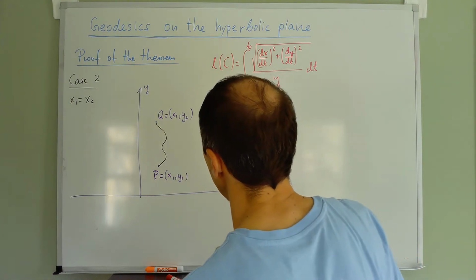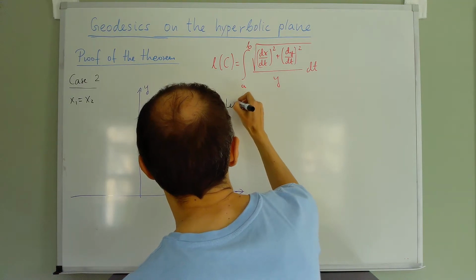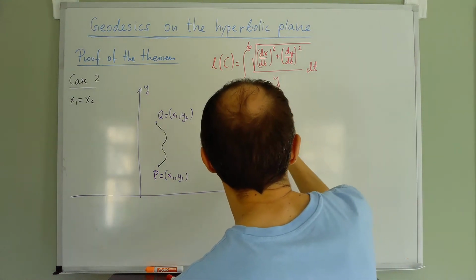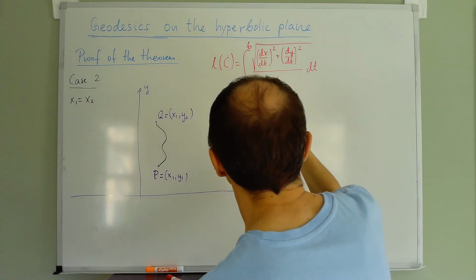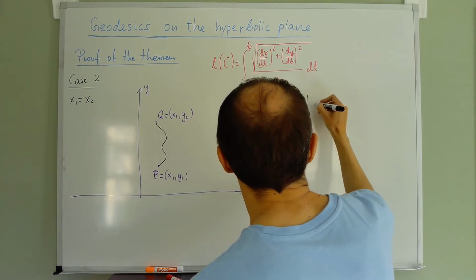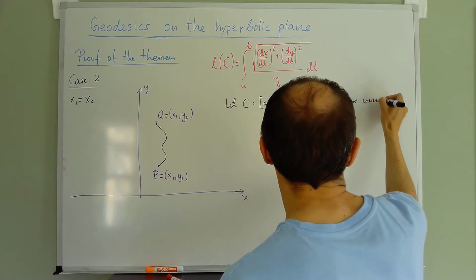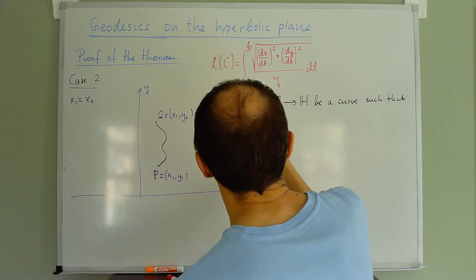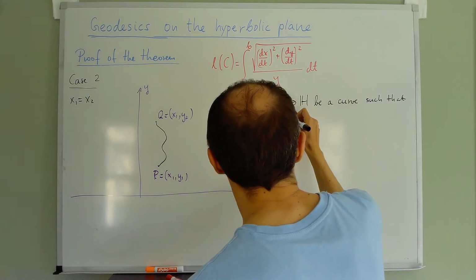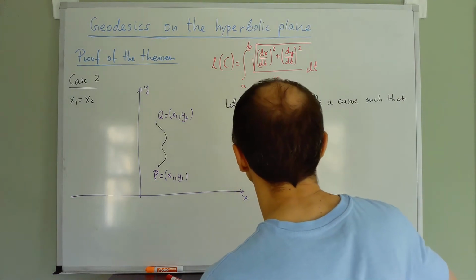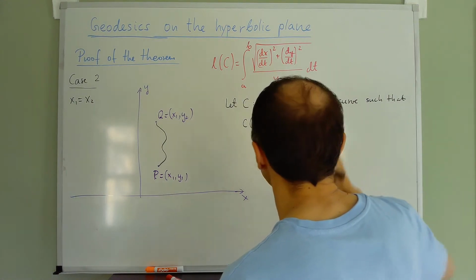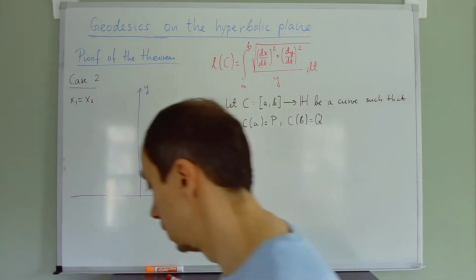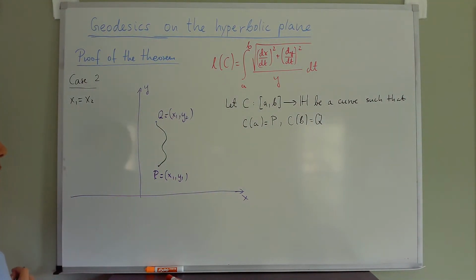Okay, so let's do the same thing, right? So let C be a curve from [a,b] to H, such that C of a is P and C of b is Q. Then I have this formula for the length of that curve.